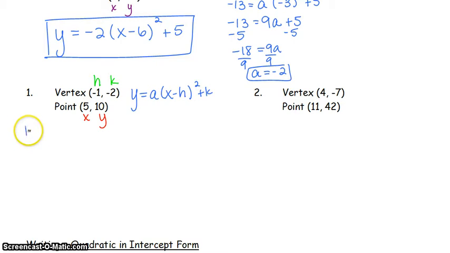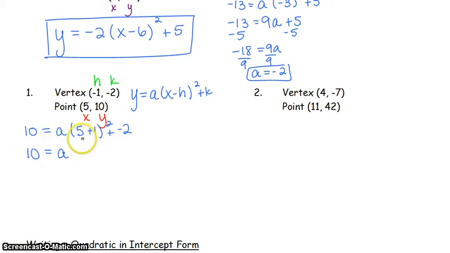So the y from our point is 10. We don't know the a. The x from our point is 5, minus h from the vertex. Now we're subtracting a negative, which means we're adding 1, quantity squared, plus k, and we're adding a negative 2. Again, we only have one unknown, which is our a value.